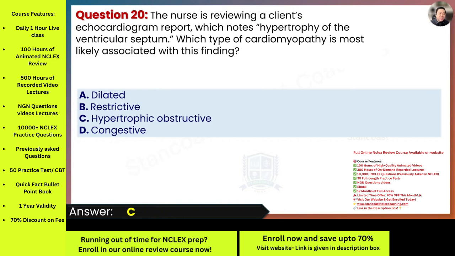So your strategy to answering this question is to carefully identify the key terms of the question, like hypertrophy of the ventricular septum, and you have to match that with the cardiomyopathy type that is most associated with it.